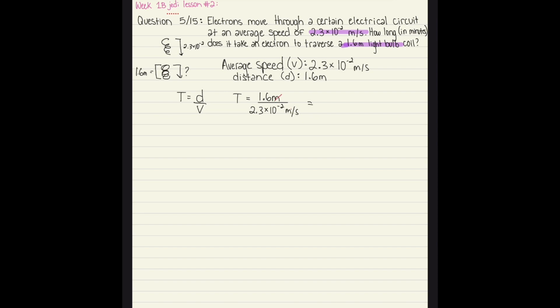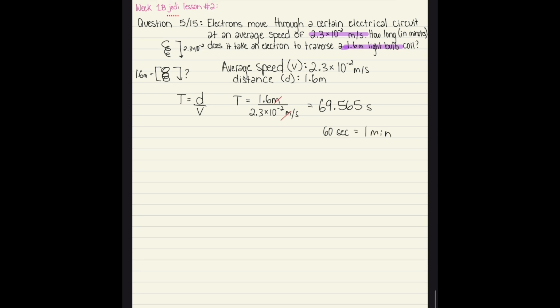The meters will cancel out, and that's going to give us a total now of 69.565 seconds. We know that 60 seconds are in 1 minute, so we have to multiply 69.565 seconds times 1 minute over 60 seconds. The seconds will cancel out, which will give us a total of 1.159 minutes, and that is how long it takes to traverse a 1.6 meter light bulb coil.